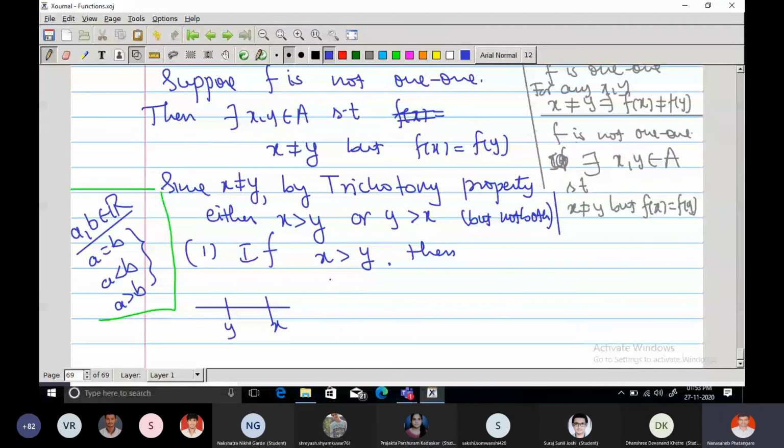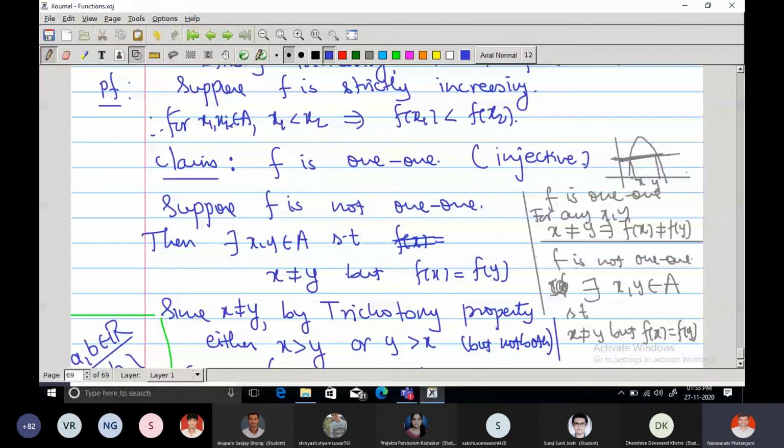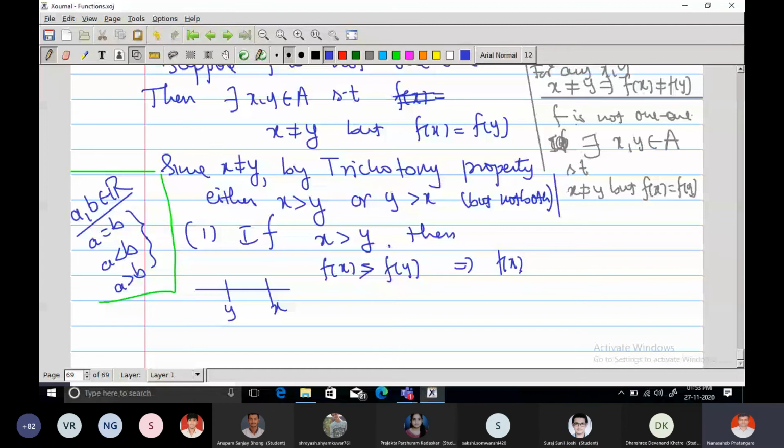Then what? f of x is greater than f of y. Because what is our assumption? f is increasing. This is our assumption, right? Therefore, f of x is greater than f of y. That means f of x is not equal to f of y. Contradiction.